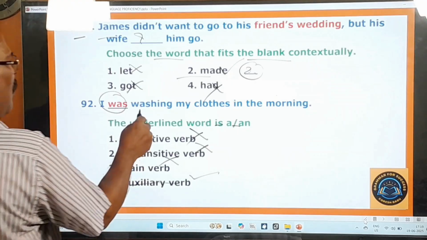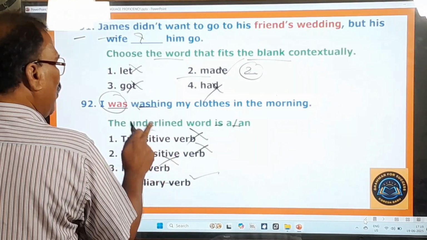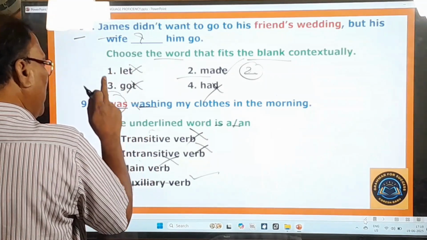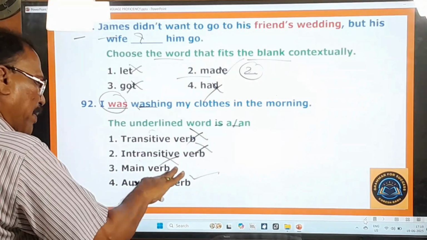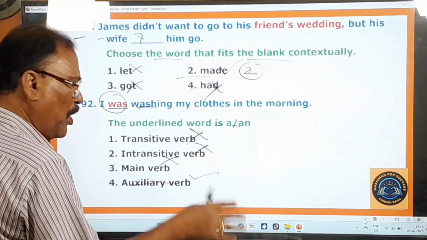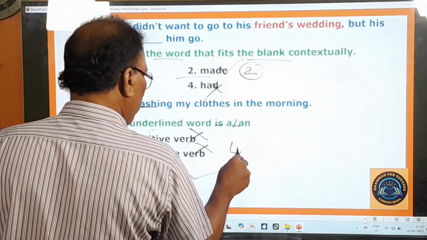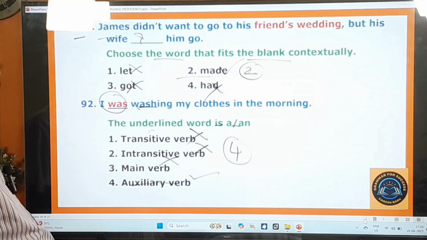And washing, what is this washing? Washing is a transitive verb. But here he is not asking for this main verb, but he is asking only for the helping verb. This helping verb is also called the auxiliary verb. Auxiliary verb means helping verb. Helping verb means auxiliary verb. Don't get confused, please. So this was is what? An auxiliary verb. So the fourth one is the right option. Now you move on to other questions.